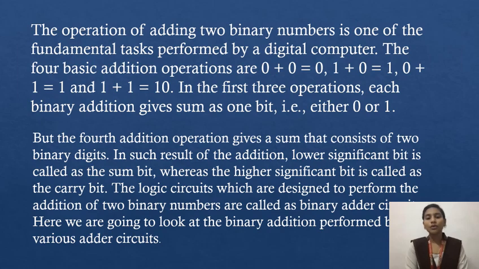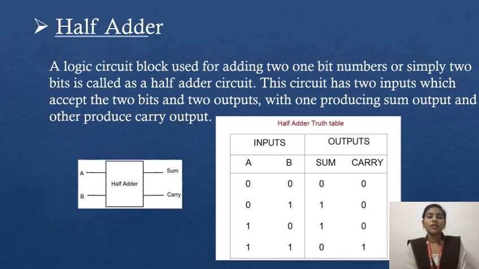In such a result of addition, the lower significant bit, which is 0, is called the sum bit, whereas the higher significant bit, which is 1, is called the carry bit. The logic circuits which are designed to perform the addition of two binary numbers are called binary adder circuits. Here we are going to look at the binary addition performed by various adder circuits built from logic gates. Coming to the types of adders, number one, half adder.